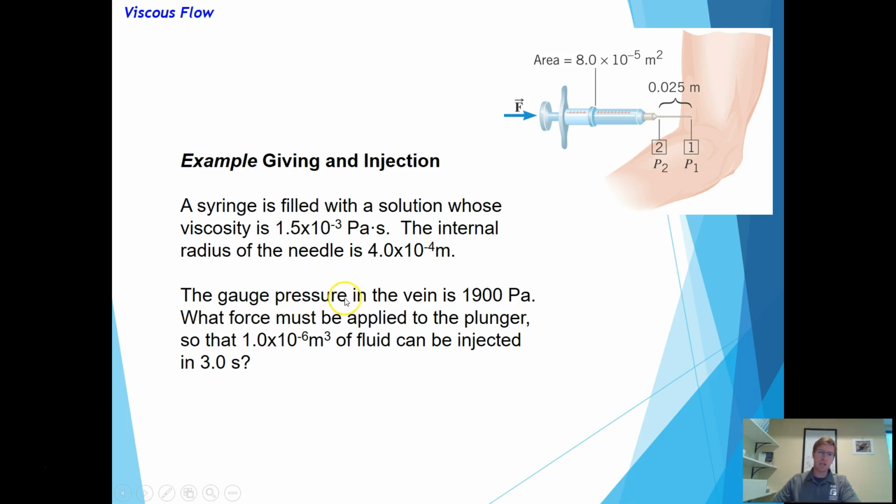So let's say that the gauge pressure in my vein, again, remember gauge pressure is the difference between the pressure inside and atmospheric, so the gauge pressure in my arm is 1900 pascals. All right? What force must be applied to this plunger to make sure that the fluid inside of here, which has a total volume of 1 times 10 to the negative 6 cubic meters, can be injected in just 3 seconds? Cool, boy howdy, right? Pause it, try this one out, and then we'll walk through it together.